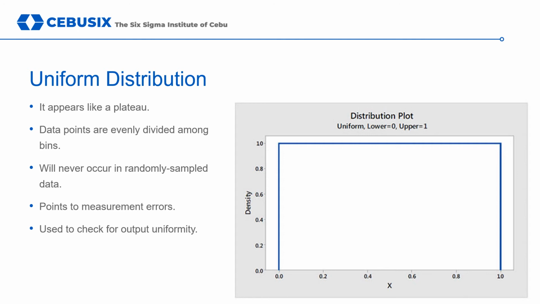A uniform distribution occurs when data points are divided evenly among bins. Exact uniform distributions are almost never going to occur in randomly sampled data, which means Six Sigma teams that see such distributions in data should check the authenticity of the data. Uniformity often points to an error of measurement, a problem with the measurement system, a non-random sample, or an issue with the process. In some very specific cases, uniform distributions could point to success.